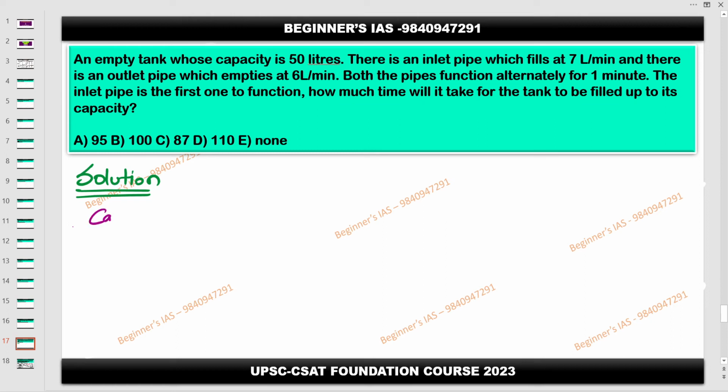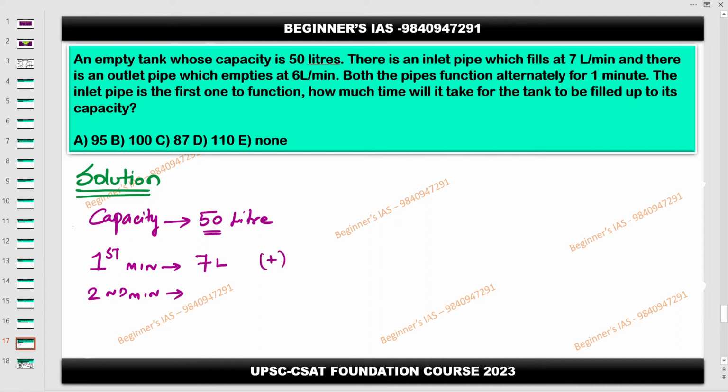So now listen. The total capacity of the tank, we don't need any LCM here, is 50 liters, so you need to fill 50 liters totally. That is the question here. In the first minute, what is the capacity of that inlet pipe? 7 liters. Second minute, see, I am adding: add means inlet, negative means outlet, please remember that. So in the second minute, 6 liters are emptied.